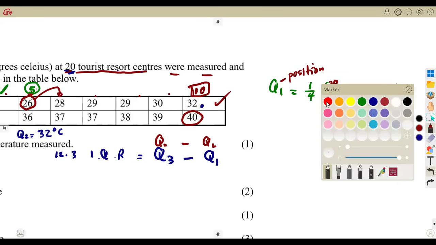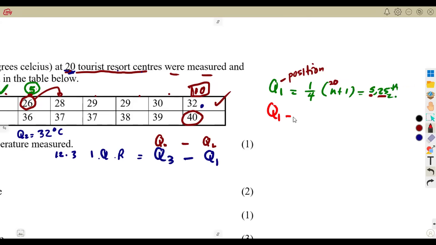So meaning to say the exact value of Q1 was going to be 26 plus 28, you divide by 2. In every case of a decimal, you take the digit at that position and the next one, and you divide by 2. So that was going to give us 27. This is Q1. The same thing on Q3, which is our upper quartile.